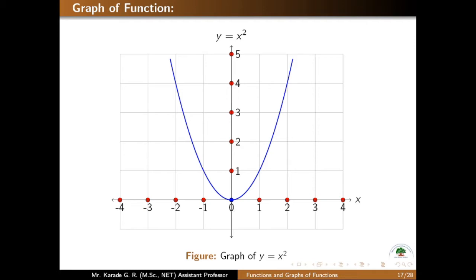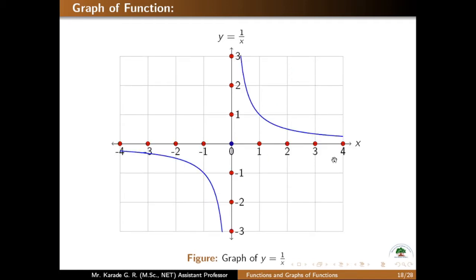Okay, as y equal to x square is an even function, therefore this graph is symmetric about the y-axis. See here, it is symmetric about the y-axis. No doubt it is a very simple function. We call it the square function.